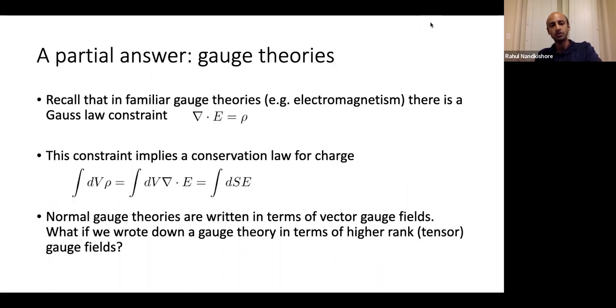So how does this work? Well, if you have a familiar gauge theory like electromagnetism, then you have a Gauss law constraint, ∇·E = ρ, and this constraint implies a conservation law.